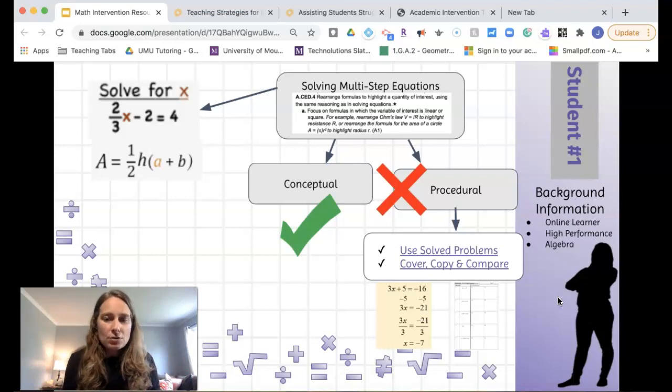So for her, I used 2 strategies. I used solved problems. I first gave her 3x plus 5 equals negative 16 alone, and I had her tell me the answer and talk to me about what was going on in her head, which again, she struggled to do. Then I gave her this problem worked out by a student, and I said, I want you to tell me what this student did. Let's talk about this example together. And she said, oh, this is what they did, and talked to me about their process.